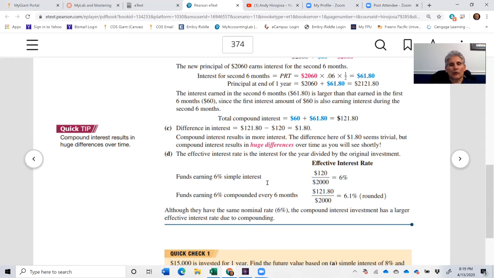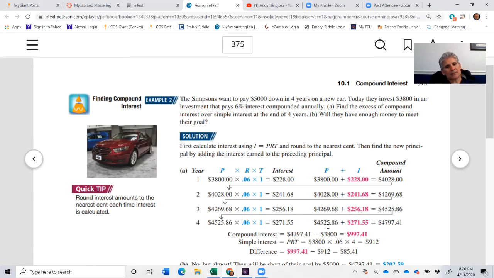So we earn 6% interest in this example. That's just simple interest. You earn the 6%. We'll earn 6% compounded every 6 months. The effective rate ends up being 6.1%, and that's rounded. Let's go ahead and take a look at the next problem.